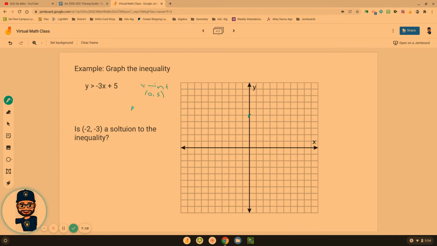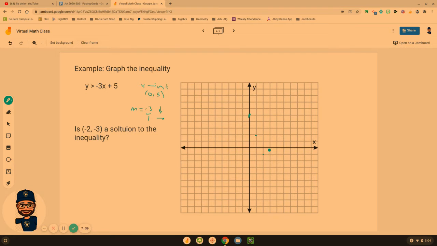Now we've got to use the slope, which is negative 3, or negative 3 over 1, which in this case means down 3 units for every 1 unit to the right. So from my y-intercept, I'm going to go down 1, 2, 3 and 1 unit to the right, down 1, 2, 3 and 1 unit to the right, and we can keep following that pattern on and on.